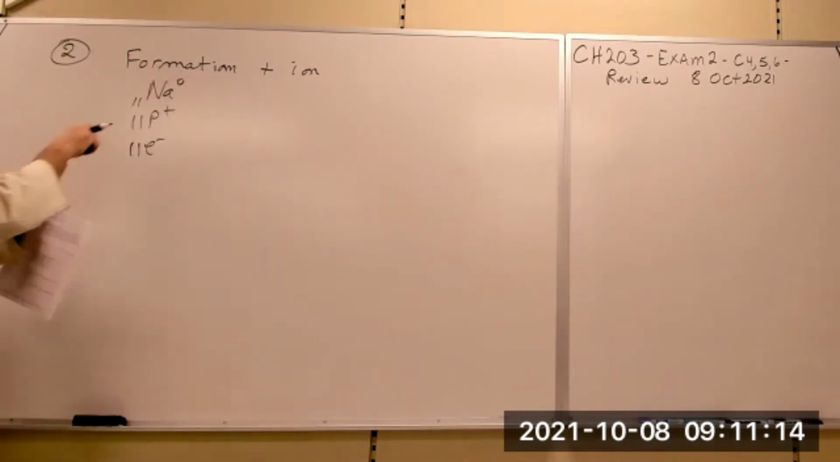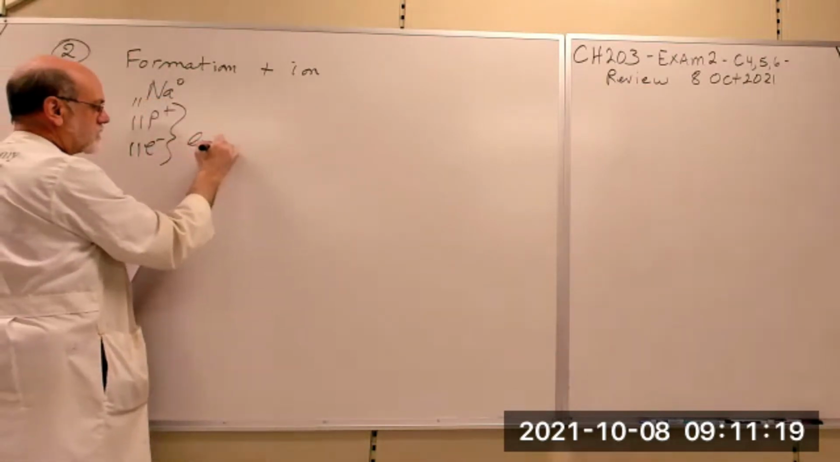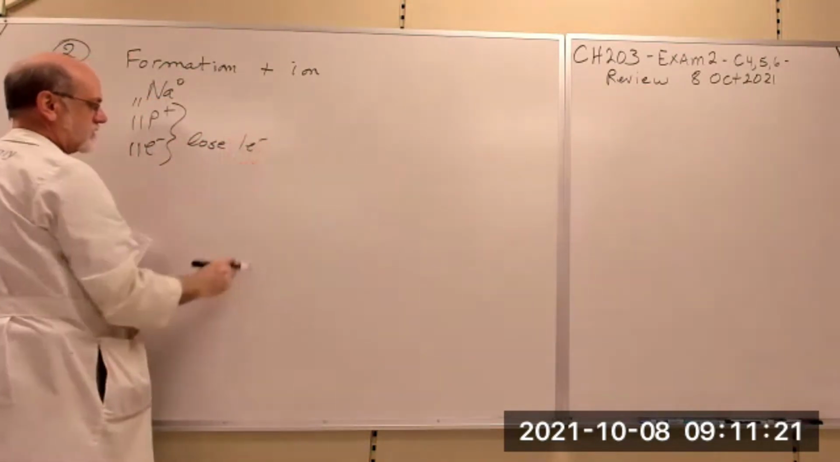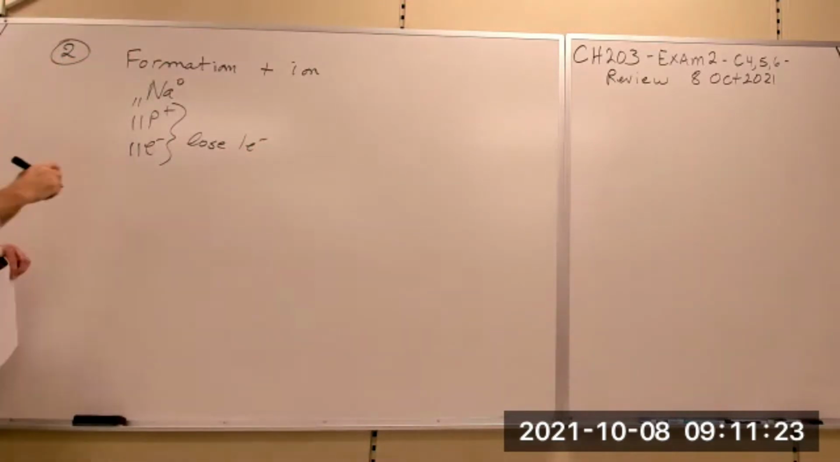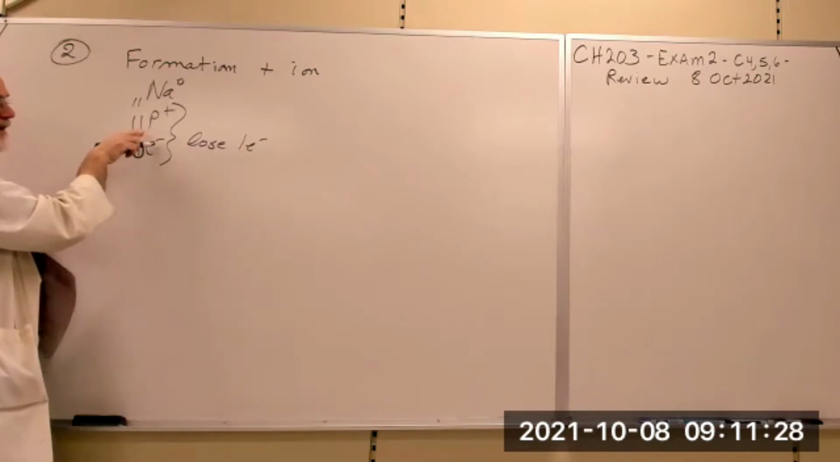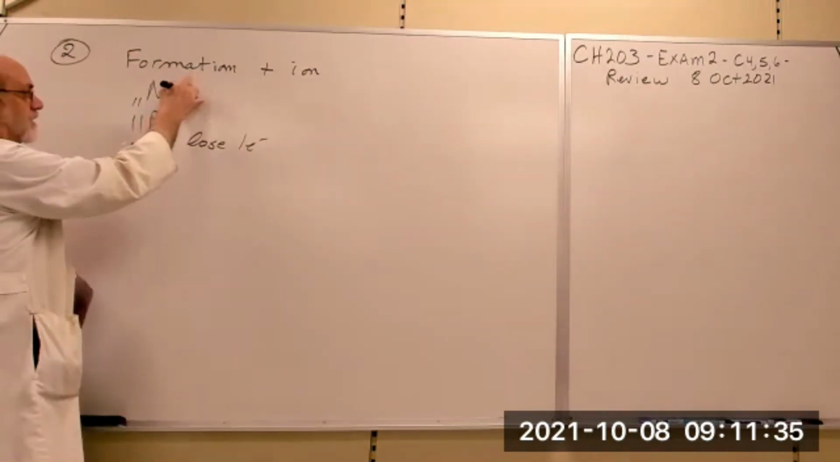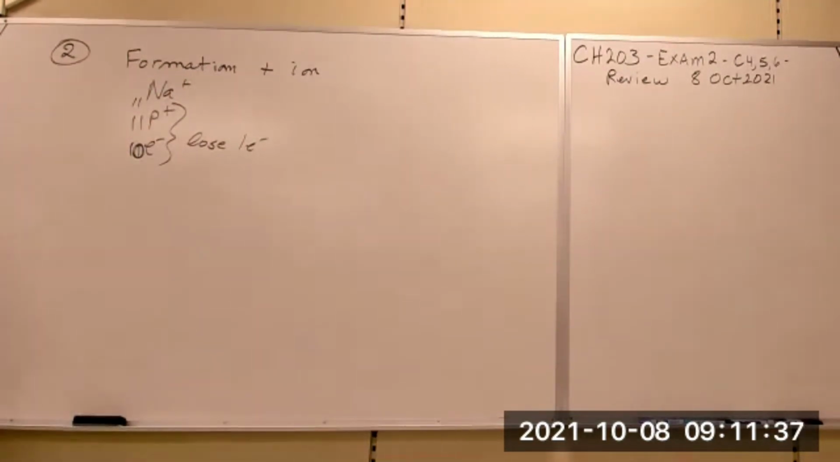To make one positive charge out of this, we have to lose 1 electron. So if we lose 1 electron, the balance is now what? 10 electrons and 11 protons. The balance is in favor of the positives by 1. And the number of protons didn't change. You can't change the number of protons. If you do that, you've got a different element. So it's all about the electrons.